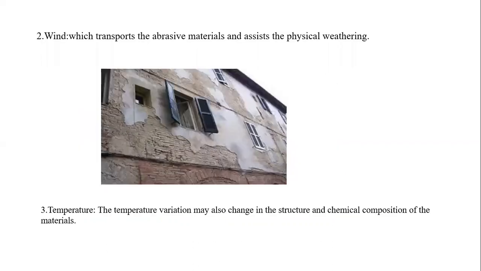Next one is wind. Wind is also an environmental condition. When wind travels, it transports abrasive materials and assists physical weathering. It occurs mainly on the surface of the building. And the next one is temperature. The temperature may be cold or warm, depending on the seasonal variation. Changes in the structure may also happen.